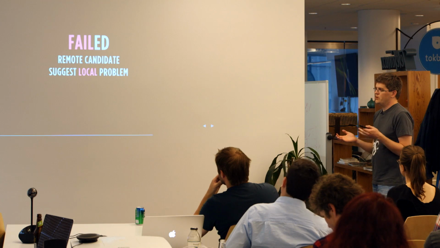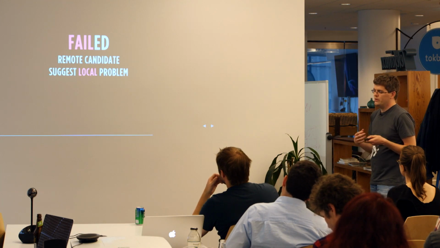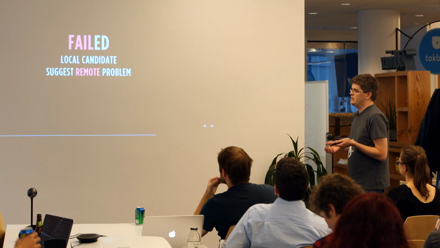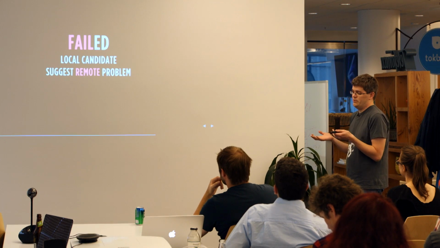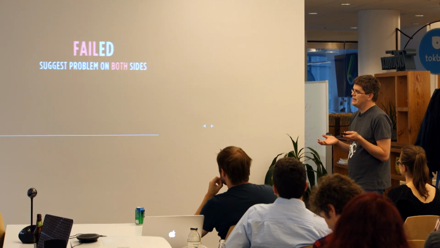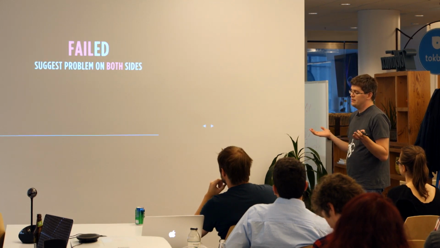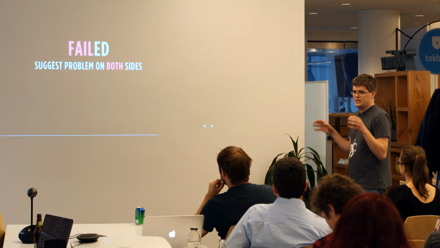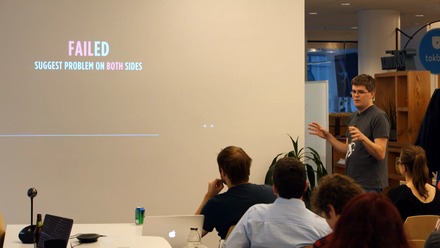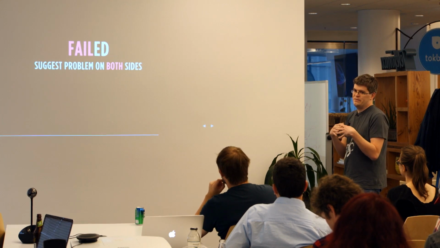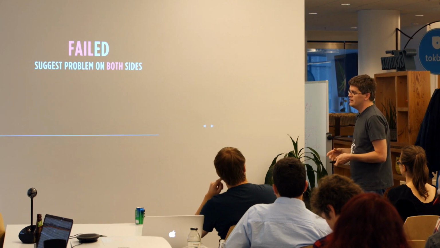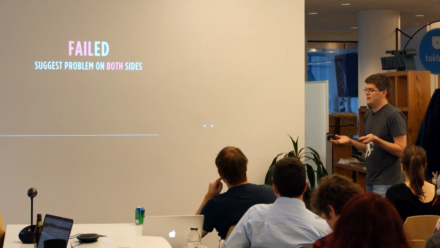And if you have a remote candidate, suggest a problem at the local end. Likewise, if you have a local candidate, suggest a remote problem. And if you have no relay candidates, it's a problem on both sides. So both sides are behind some kind of firewall that blocks them from accessing the TURN server. And they're not in the same network, because otherwise they would have used host candidates.